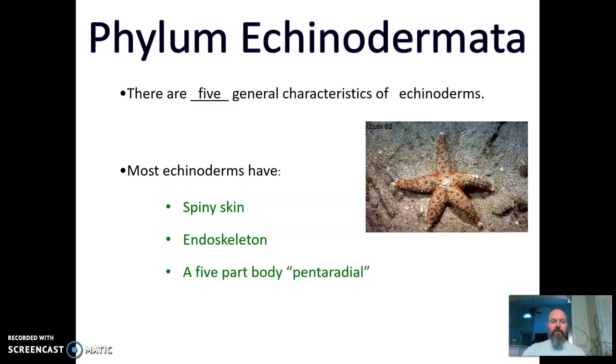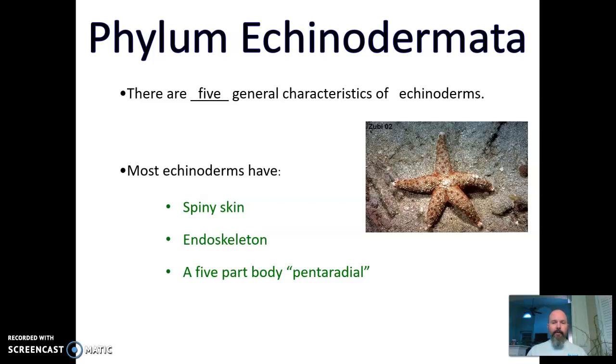They have, in general, a 5-part body. We saw in sponges they were asymmetrical. Then we saw in cnidarians that they were radially symmetrical. And then we transitioned to a lot of different animals that were bilateral. This group is kind of a throwback. We're going back to a radial body plan.